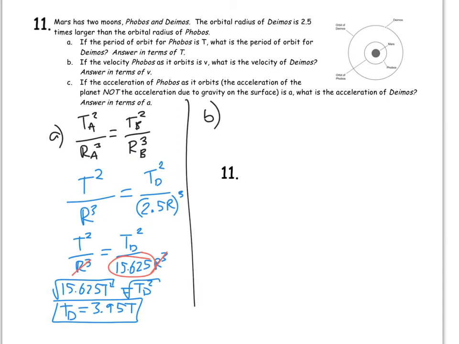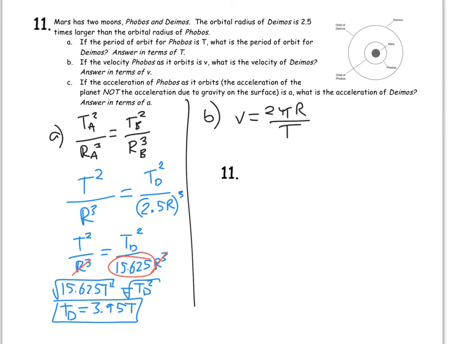Moving on to part B, we're now told that the velocity of Phobos as it goes around in a circle is v, and we want to find an expression for the velocity of Deimos. So this is one where we're going to set up two equations, one for Phobos, one for Deimos, and in both cases we're thinking about v equals 2 pi r over T, the velocity of an object moving in a circle. Again, we've talked about this before. Even if it's not a perfectly circular orbit, we can still use this equation with the average radius of the orbit to solve for the average velocity.